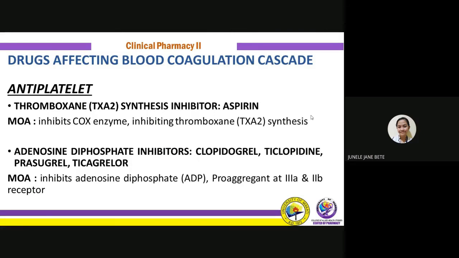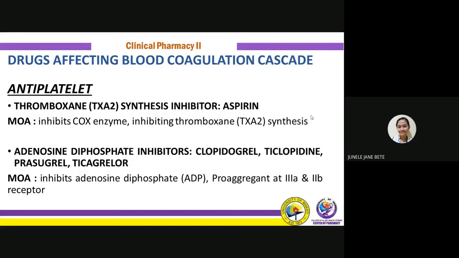Then for antiplatelet, these are a group of drugs that inhibit platelets from sticking together and forming clots. Thromboxane synthesis inhibitor, aspirin: its MOA is it inhibits the COX enzyme, inhibiting thromboxane synthesis. The COX enzyme, cyclooxygenase 1, is responsible for converting arachidonic acid, which is a precursor of prostaglandin and thromboxane, that are active compounds related to platelet function or aggregation.